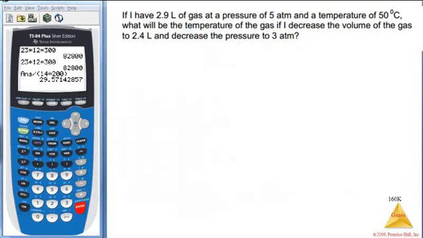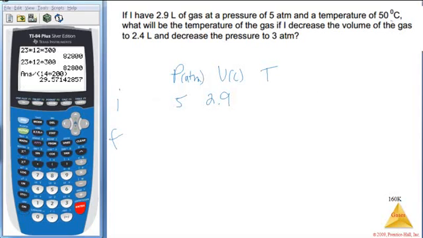Alright, I have 2.9 liters of a gas at a pressure of 5 atm and a temperature of 50 C. What will the temperature of the gas be if I decrease the volume? Okay, so let's make a VT table. I start with initially and final. I start with 2.9 liters. I'm just going to put liters here. I have 5 atm.